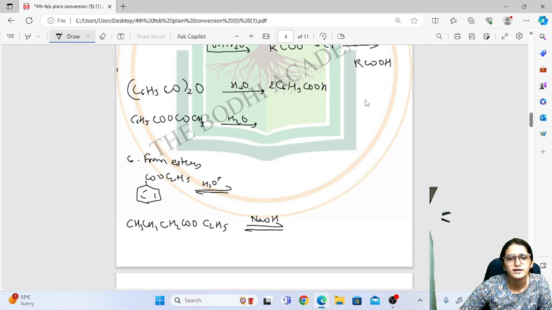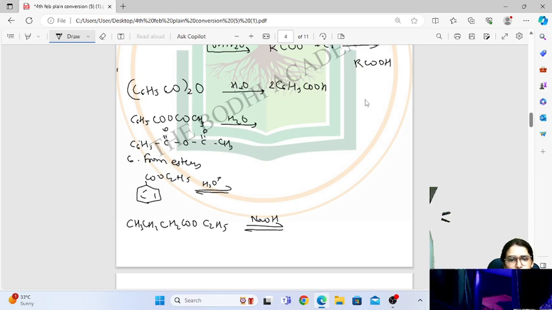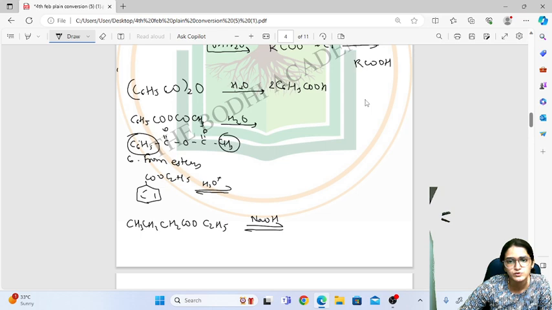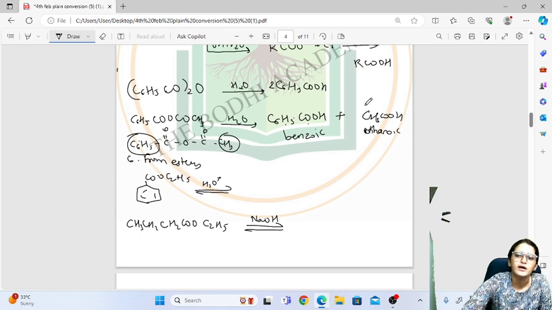But if we take different alkyl groups, C6H5, now the structure will be C6H5 C double bond O O, then C double bond O CH3. Now this is the structure, and here we can see there are two different alkyl groups, so we are going to get two different carboxylic acids over here, that is C6H5COOH plus CH3COOH, benzoic acid plus ethanoic acid. These are the two acids that we get using this anhydride.